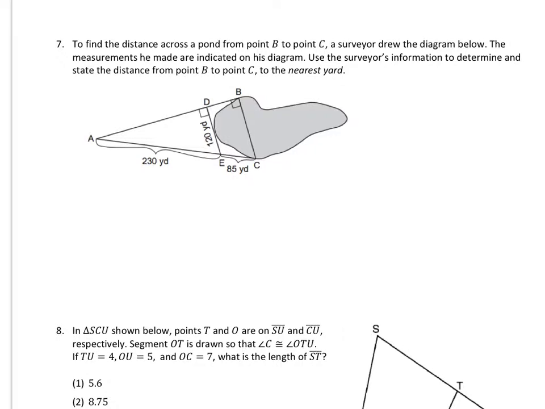Number 7 says, to find the distance across a pond from point A to point C, a surveyor drew the diagram below. The measurements he made are indicated on his diagram. Use the surveyor's information to determine and state the distance from point B to point C. So I'm going to call this X. B to C is called X.